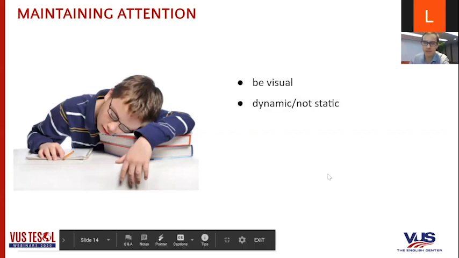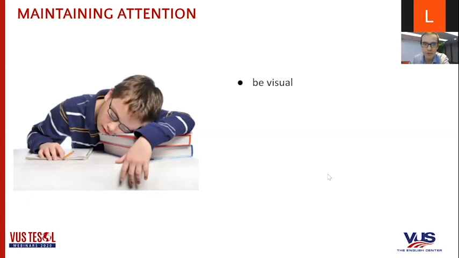All right, let me go back. Maintaining attention, being visual, being dynamic and not static. So let me give you an example of what that means. If I shared my screen and I showed you one picture like this, and I didn't change it, that is visual, but that's not dynamic. And you have to be very, very careful here. Dynamic means you have to keep things shifting and moving a little bit. It's not enough just to be visual. You have to move around.